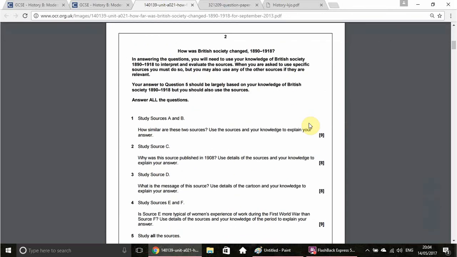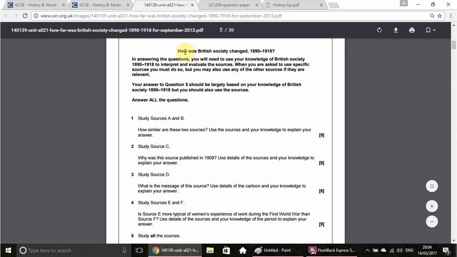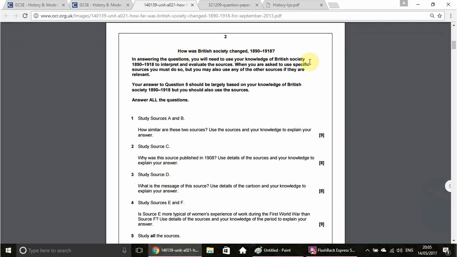So, as you know, it's really important when you're in the exam that you read through the information at the top of the page. So, it'll say something along these lines. How has British society changed 1890 to 1918? In answering the questions, you'll need to use your knowledge of British society 1890 to 1918 to interpret and evaluate the sources. When you are asked to use specific sources, you must do so, but you may also use any of the other sources if they are relevant.